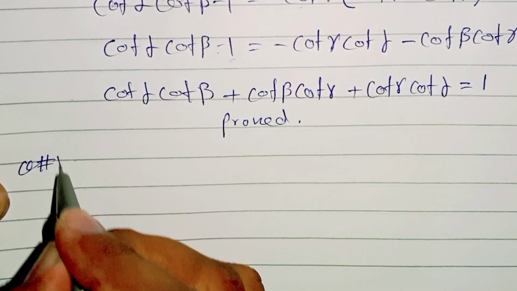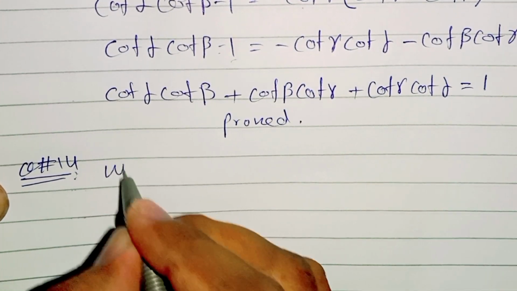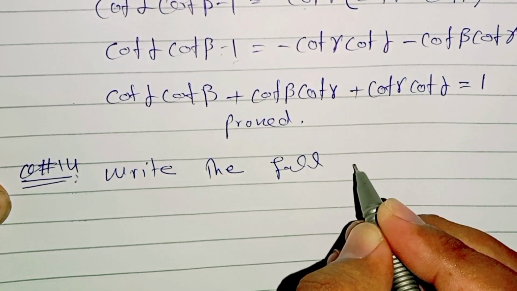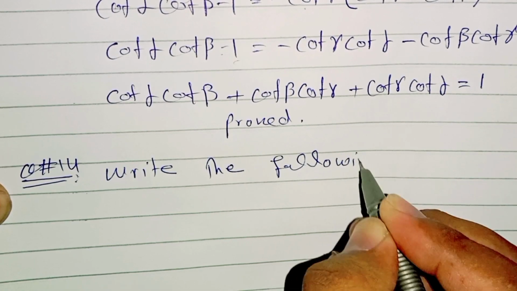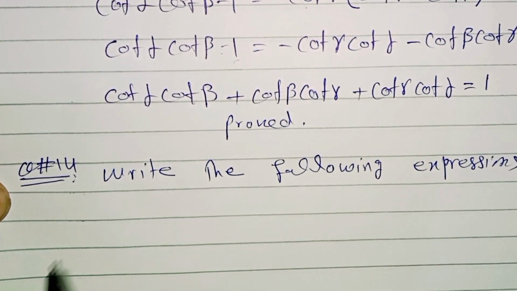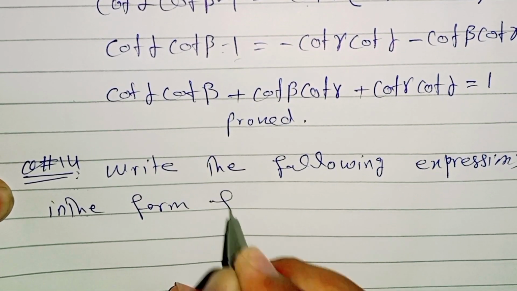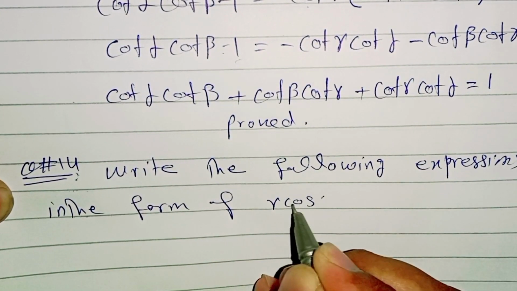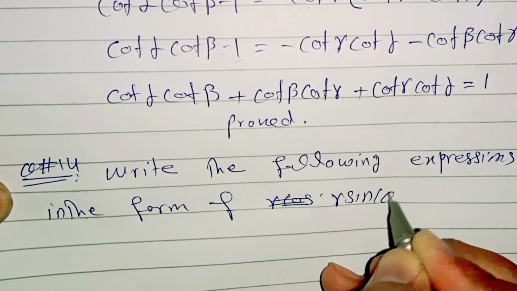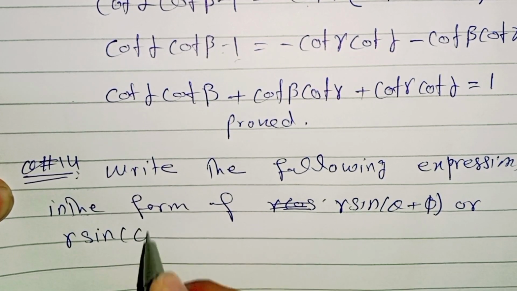Question number 14. Write the following expression in the form of r cos of theta plus phi, r sine of theta plus phi, r sine of theta minus phi.